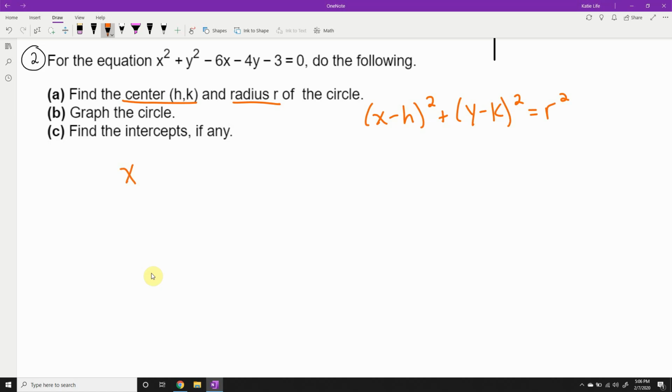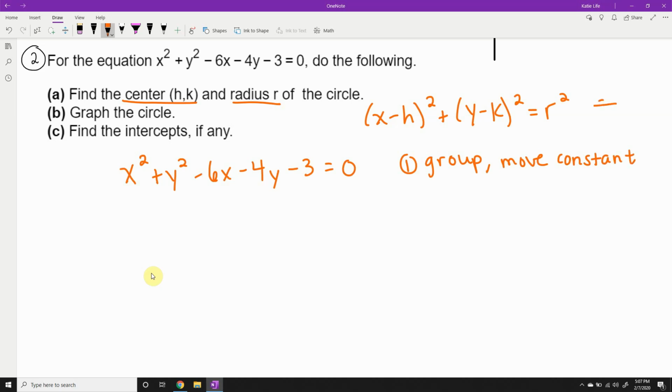So let's copy down the equation here. x squared plus y squared minus 6x minus 4y minus 3 is 0. My first step is that we want to group the variables and then move the constant. I want to get it looking in this standard form. So let's group the x's together. We'll say x squared minus 6x, group those together. And then group the y's together, y squared minus 4y. And then move the constant, if it's on the left-hand side, move it to the right-hand side. So I'm going to add 3 to both sides.